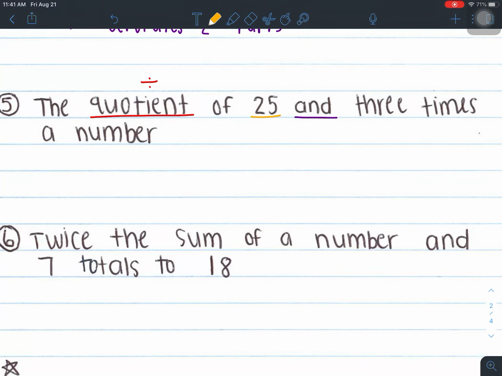So the first thing I see is 25. So this would be just 25. And then it says 3 times a number. Okay? I want to do 3 times a number. Well, do I know what that number is? I have no idea, right? So I know number is going to be x. 3 times that. How do I say 3 times x? Well, then I would just write 3x.